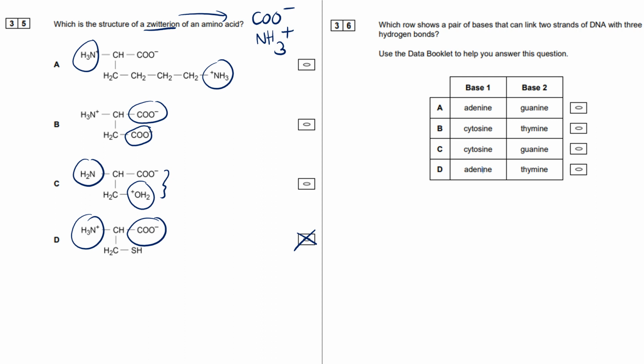And finally, question 36. Which row shows a pair of bases that can link two strands of DNA with 3 hydrogen bonds? So adenine and thymine join together with 2 hydrogen bonds. Cytosine and guanine are linked together by 3 hydrogen bonds. So it has to be the one with 3 hydrogen bonds, that's in the question, so it's answer C, cytosine and guanine.